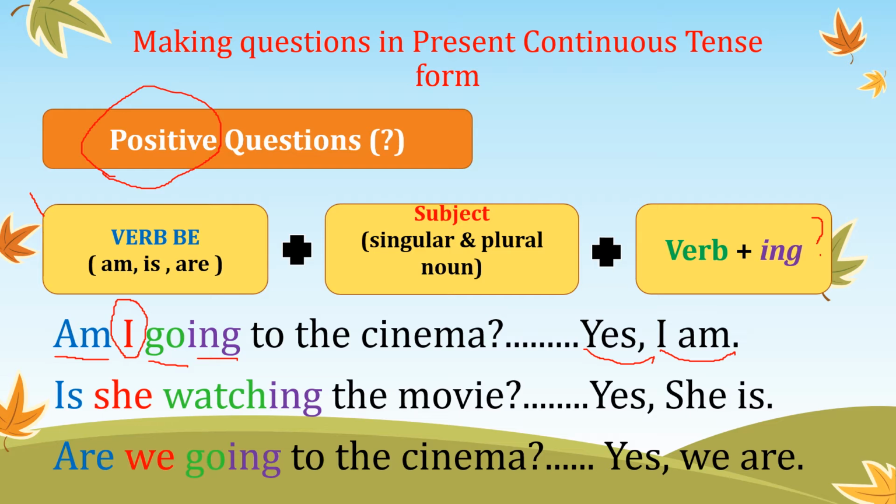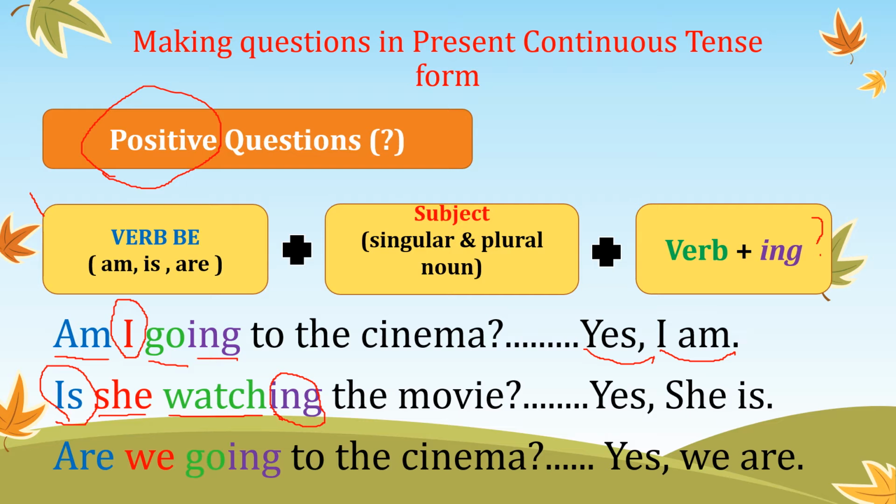The second one. If you want to ask about a girl, a singular noun, we start with verb be is because she is singular. Is she? Is Amira? Is Anna? Is Alice? Verb watch, watching, plus ing. Is she watching the movie? So the expected answer should be yes, she is.